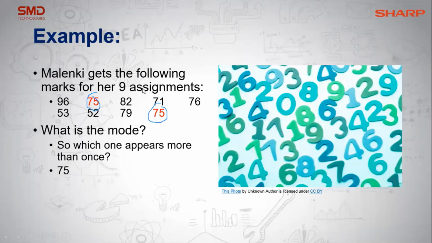Then again, we look at the mode, and we said the mode is 75 because it appears twice, whereas all the other data points appear once.